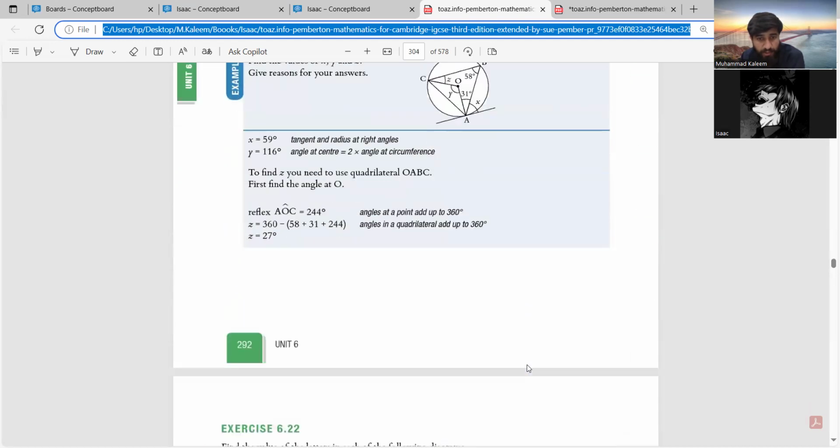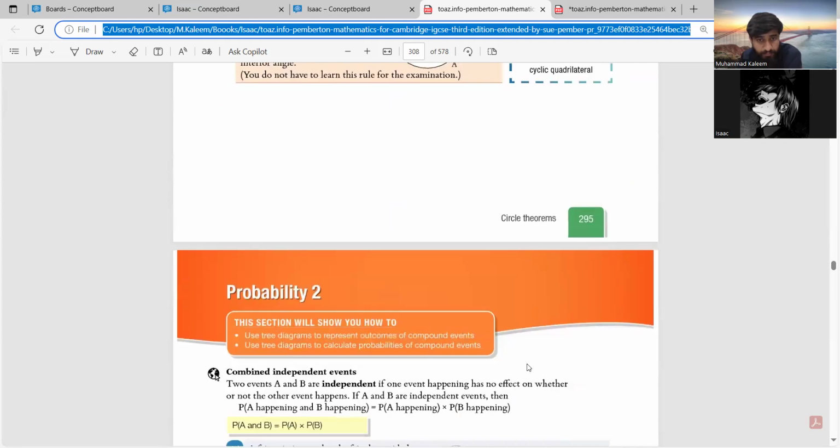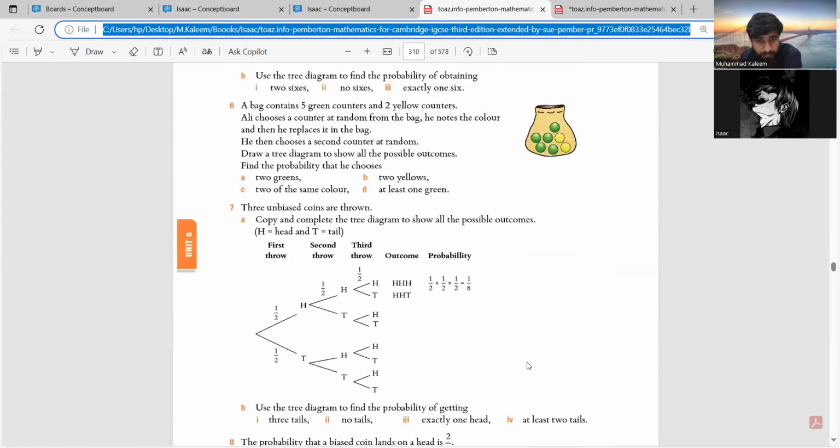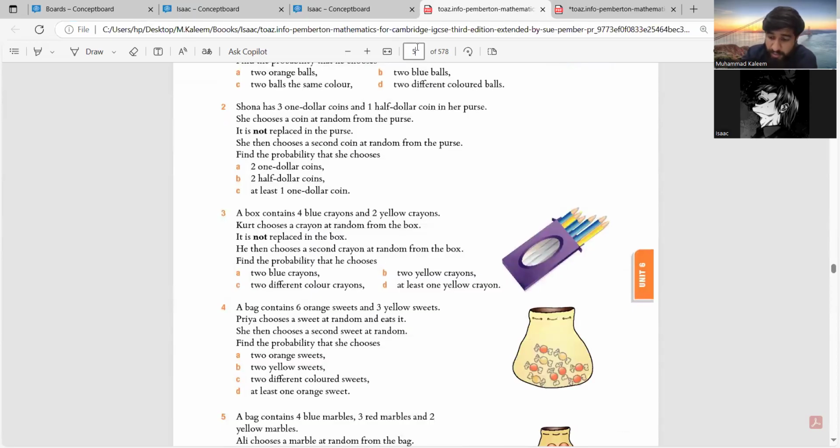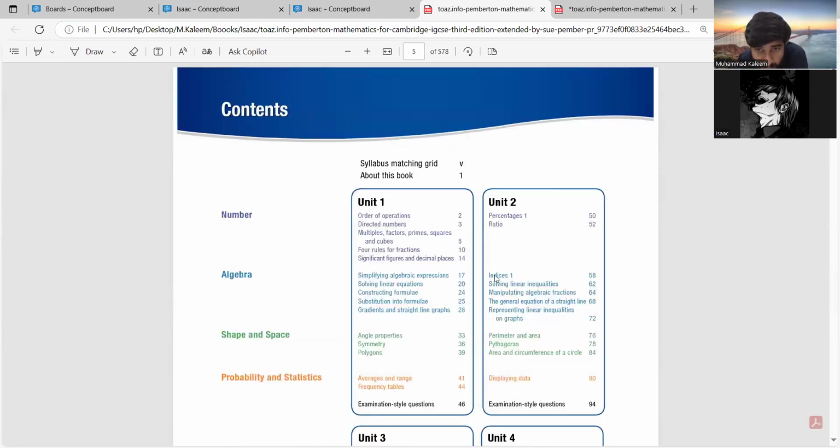This is also a very important topic, circle theorem. Okay, at this moment you don't have the planner, right? Okay, let's start the trigonometry then, because in parallel we also start that topic.